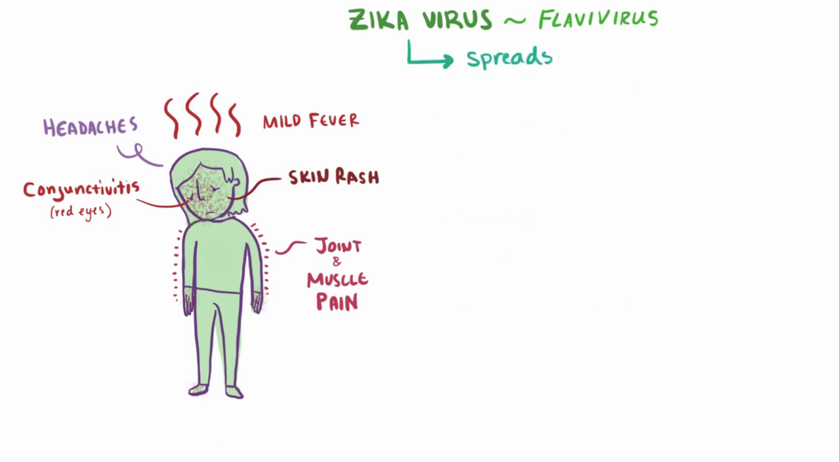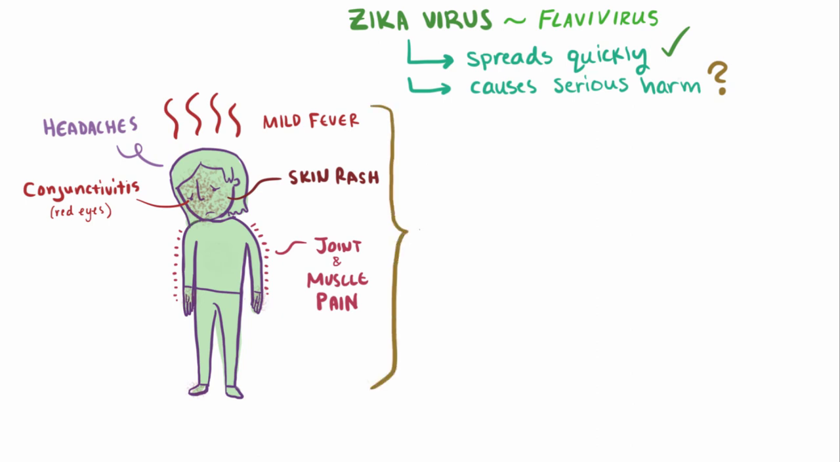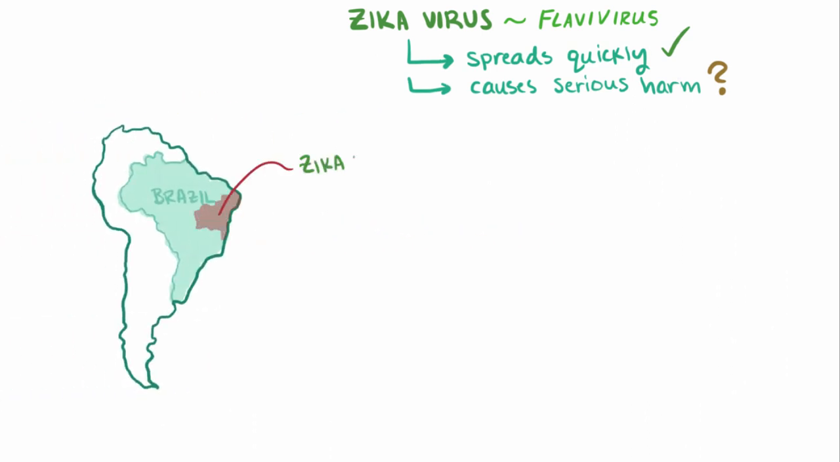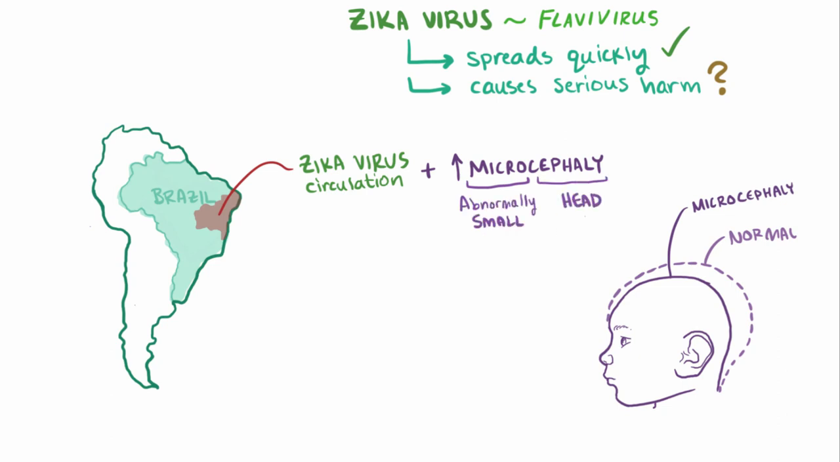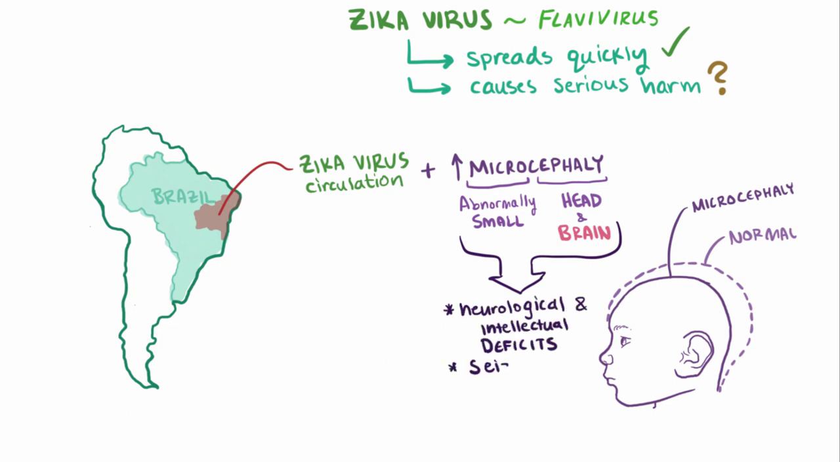Okay, so we've hit the spreads quickly part, which really matters most in places with a lot of mosquitoes. But what about the causes serious harm part? Well, although it causes mild symptoms in adults, there's more to the story. In October 2015, in areas of Brazil where Zika virus has been circulated quite a bit, public health officials noticed a significant increase in babies born with microcephaly, which is when a child is born with an abnormally small head and therefore abnormally small brain size. This has the tendency to cause serious neurological and intellectual deficits, seizures, as well as vision or hearing problems.